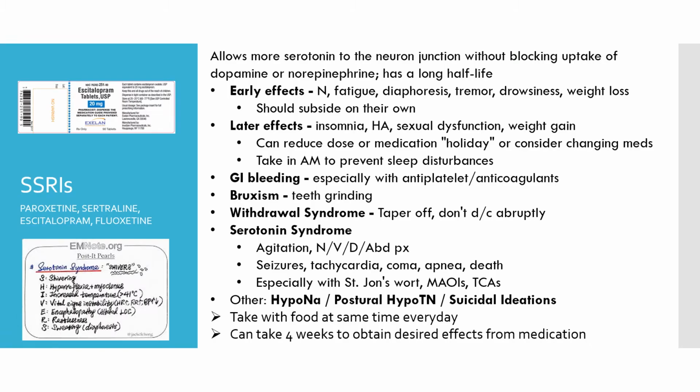And the first medication class that we're going to talk about is the selective serotonin reuptake inhibitors, SSRIs. Our examples here are paroxetine, sertraline, escitalopram, and fluoxetine. These allow more serotonin at the neuron junction without blocking uptake of dopamine or norepinephrine, and have a longer half-life. We've already reviewed these in another section.